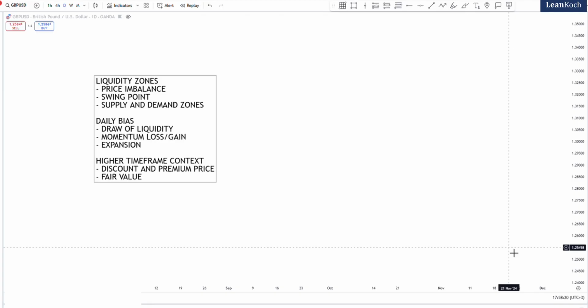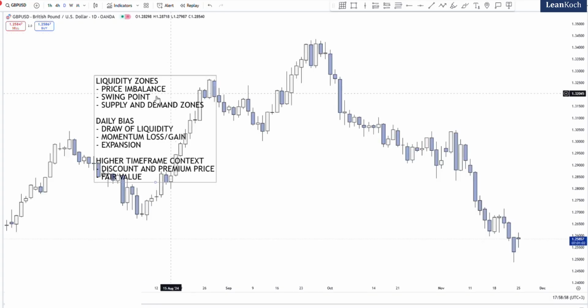Personally, I look at these three areas, and these are enough for me to identify liquidity in the market. The first thing is price imbalance. Then the other thing is price swing low or swing high, a point where price makes a turn, and finally supply and demand zones. In this video, I'm going to cover in detail supply and demand zones and how to identify them. If you need to understand more about price imbalance and swing points, then you can go back and watch the first video in this series. Now, let's go to the chart so that we can go through this.